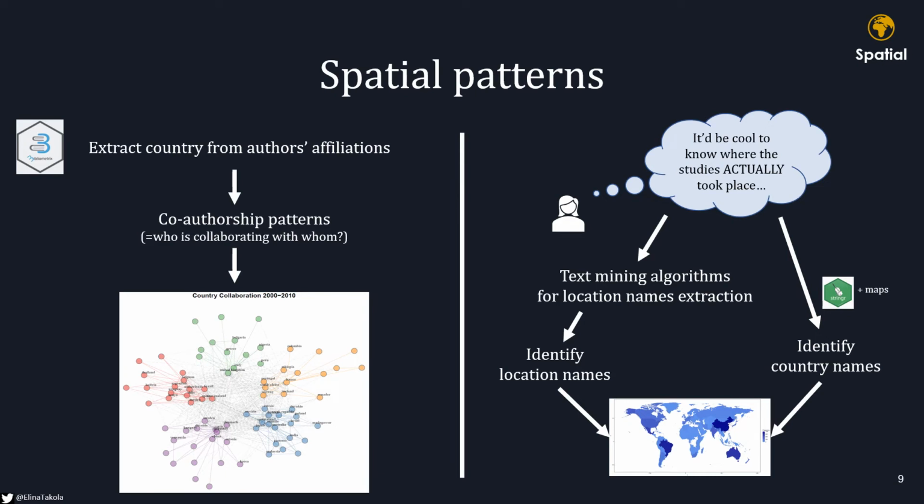For this reason, we decided to use text mining again in order to identify location names in the abstract. This is still work in progress. The goal is to build a global heat map in order to identify underrepresented study areas in the ecological niche research.